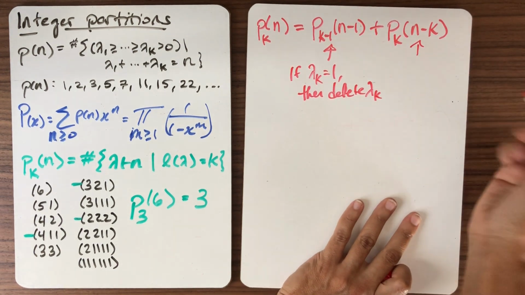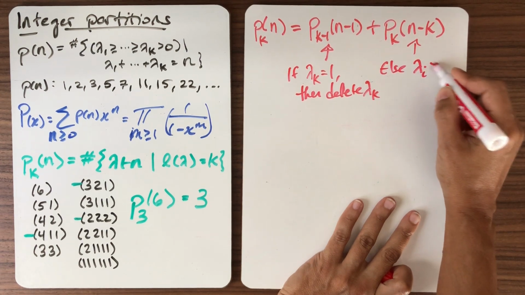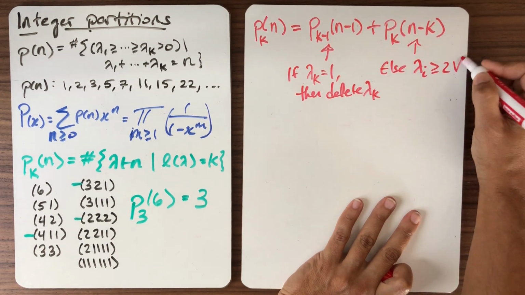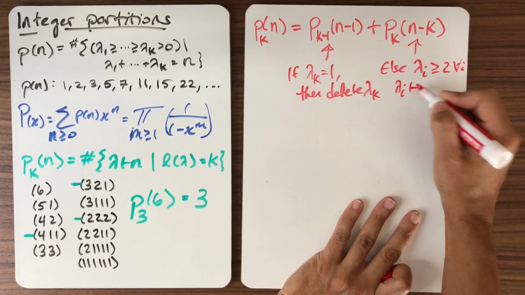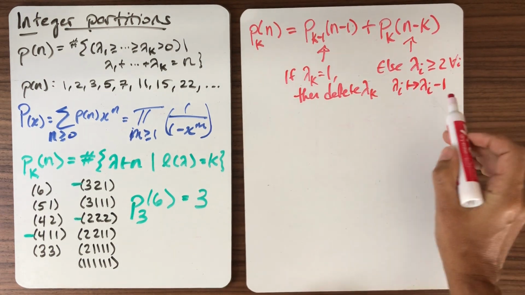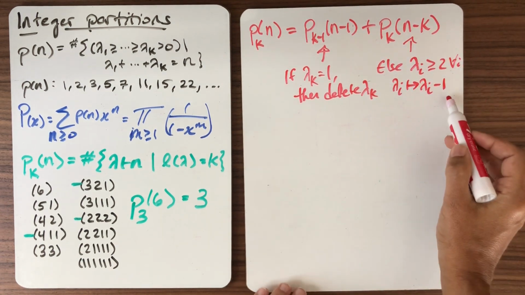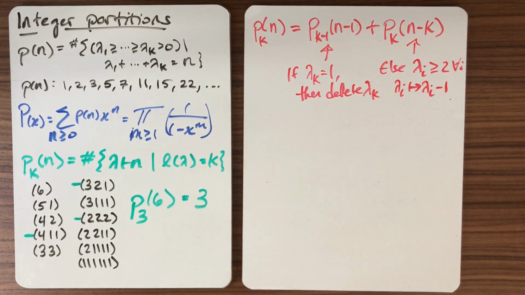And this needs to be the otherwise case. So else, in this case, lambda i is greater than or equal to 2 for all i. What we're going to do is replace lambda i with lambda i minus 1. That's going to give us an integer partition of n minus k, because there are k parts from which we lose 1 each, and we still have k parts remaining. So that's our combinatorial proof of this recurrence relation. That allows us to compute these numbers fairly quickly.